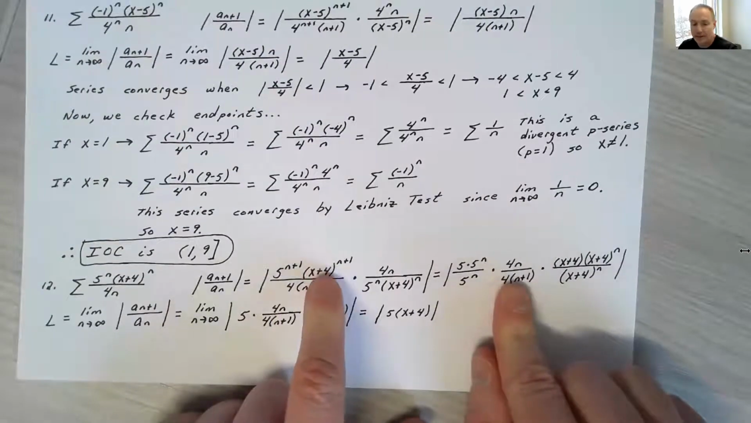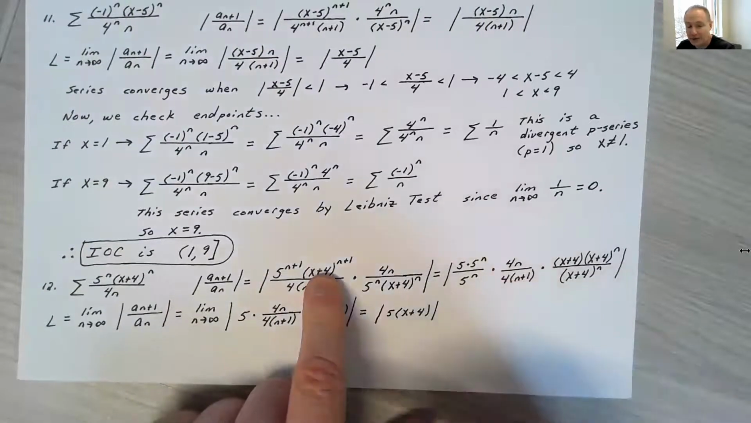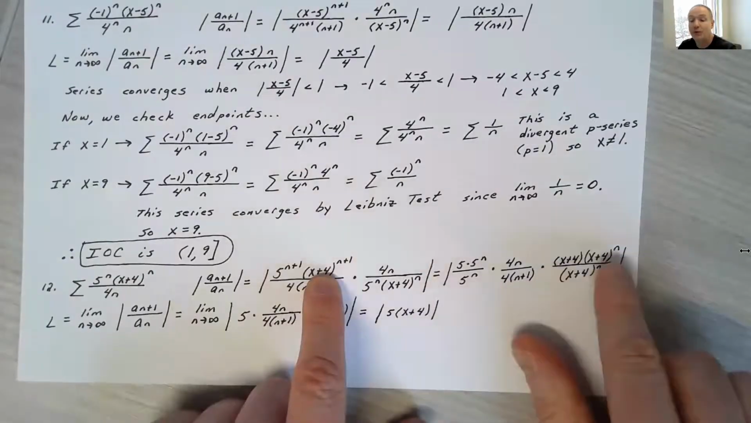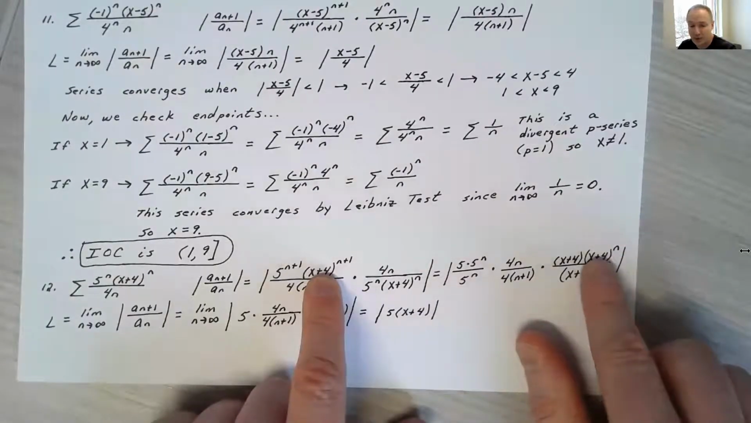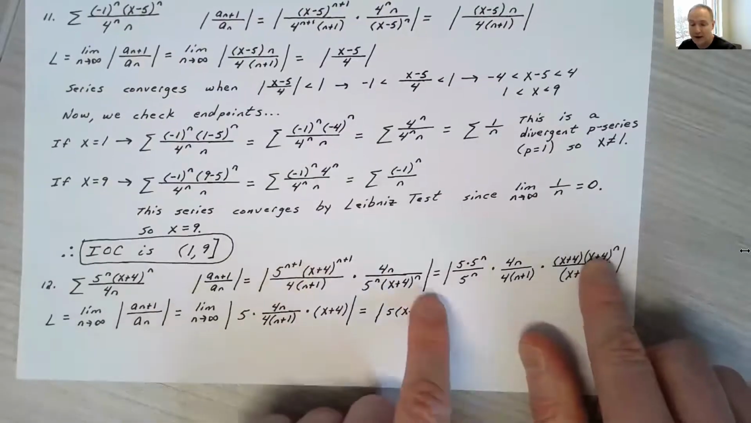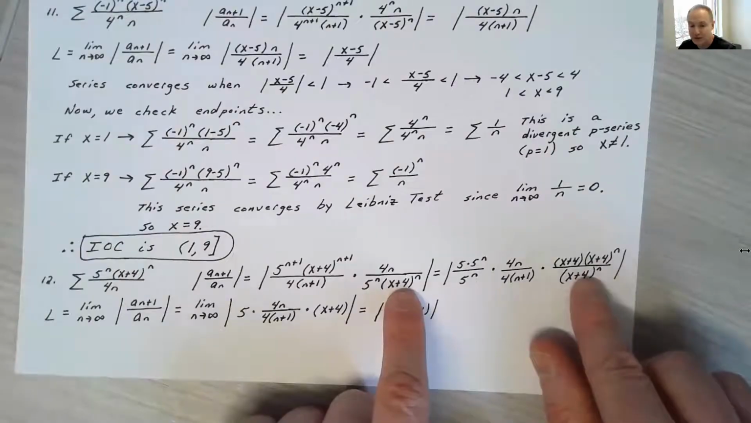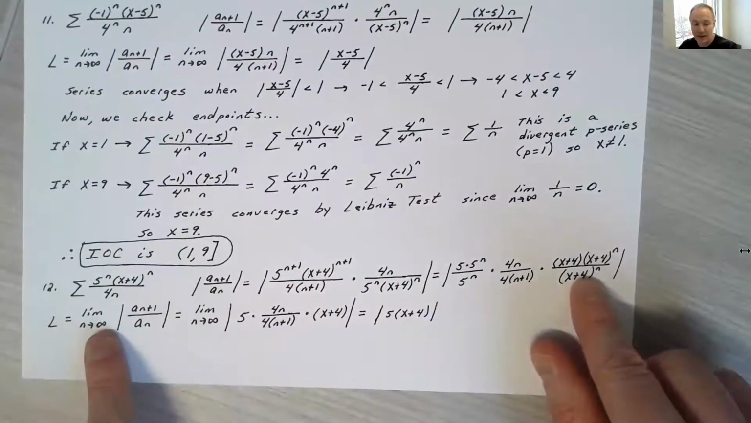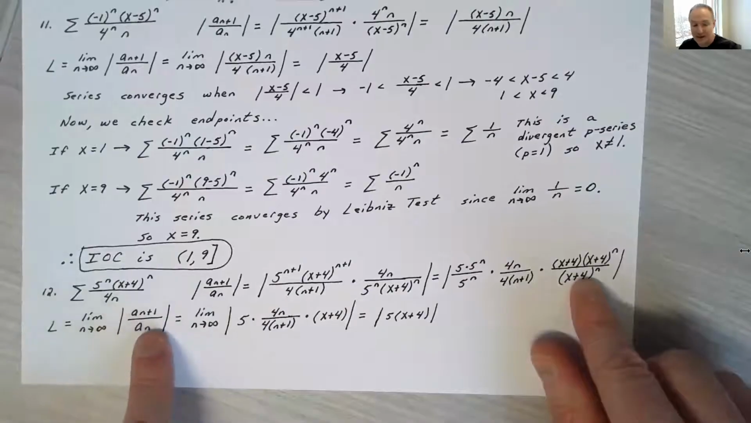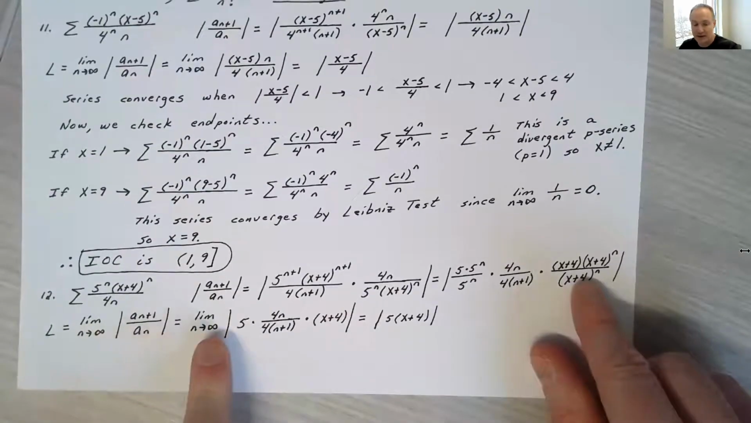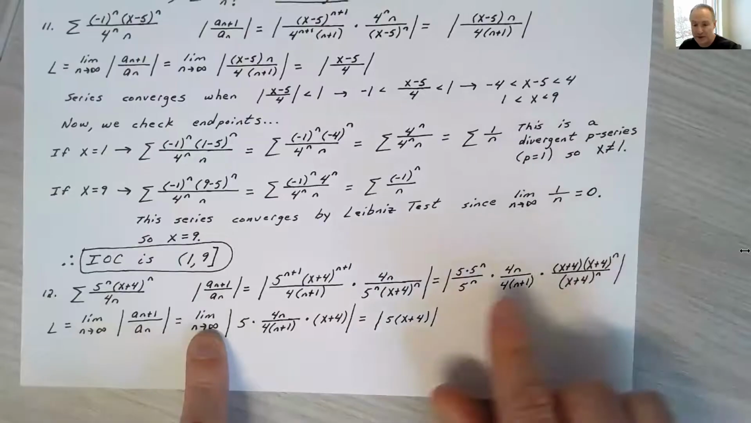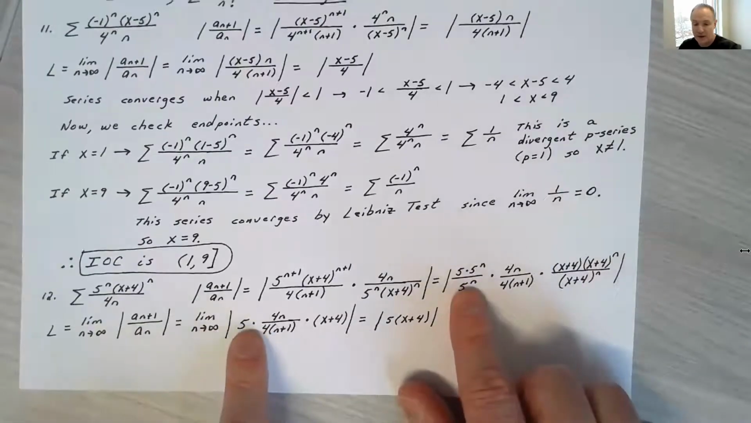And then what about the binomial to a power? Well, the (x plus 4) to the n plus 1 power means x plus 4 times (x plus 4) to the n. The reason I write it like that is now I can cancel out the factor of (x plus 4) to the n in the denominator. So when I take the limit as n approaches infinity of this a sub n plus 1 over a sub n, I'm taking the limit as n approaches infinity of, the first term here would just be a factor of 5.